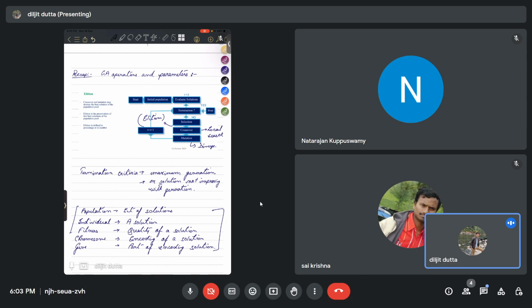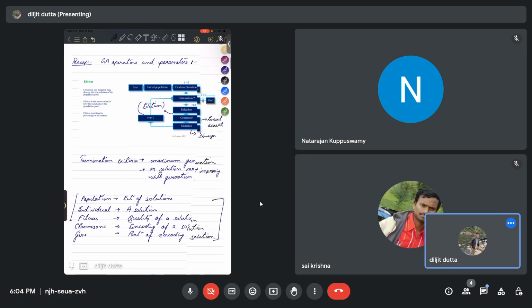Elitism is defined as a percentage or number, like 0.01 or 0.02. It means that initially 2% of the solutions will be kept separately and preserved for all the generations. It's very important to preserve good solutions before crossover and mutation, because in mutation and crossover, if you take all the solutions and don't preserve these, we might lose some of the best solutions. That is why we need to preserve some of these solutions.